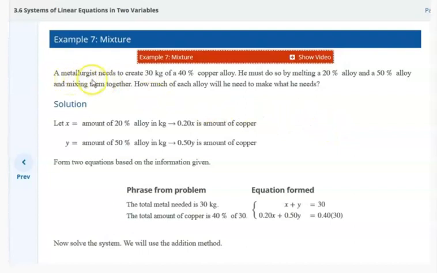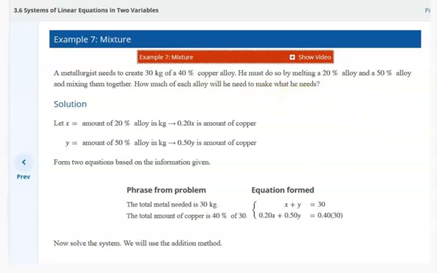So a metallurgist needs to create 30 kilograms of a 40% copper alloy. He must do so by melting 20% alloy and 50% alloy and mixing them together. How much of each alloy will he need to make what he needs?